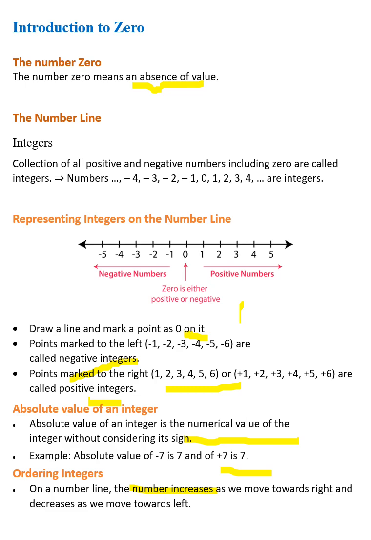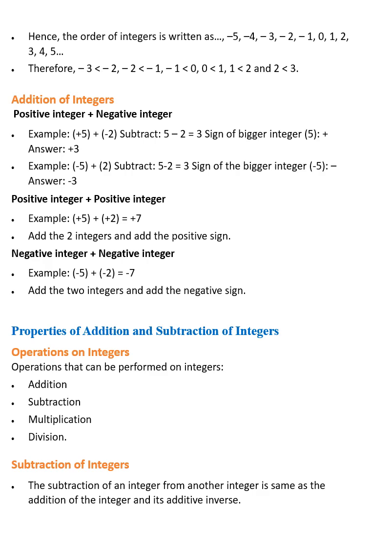Now, ordering integers on a number line. The numbers increase as we move towards the right and the numbers decrease when we move towards the left. So this is how we order the numbers in integers. Hence the order of integers is written as minus 5, minus 4, minus 3, minus 2, minus 1, 0, 1, 2, 3, 4 and 5.